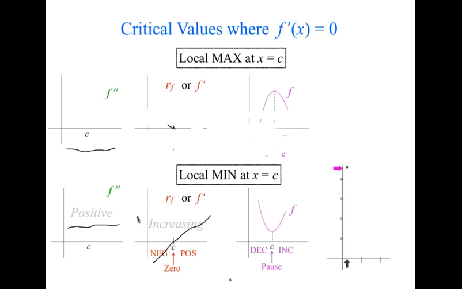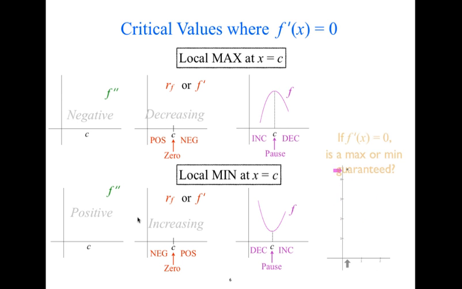Doesn't make sense. Okay, fold your paper down. Fold it down. So is this the only two possibilities? If so, if the derivative is 0, is a max or min guaranteed? No. No, there's other situations, okay?